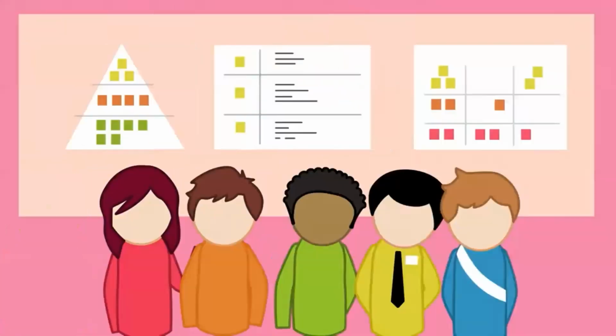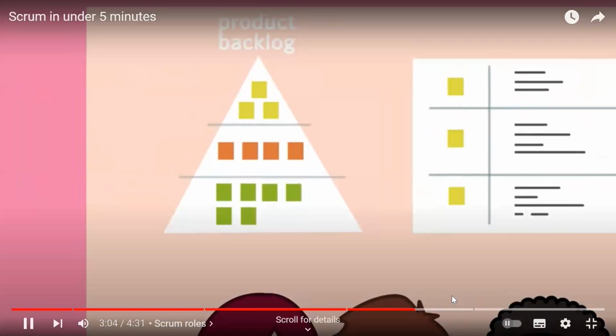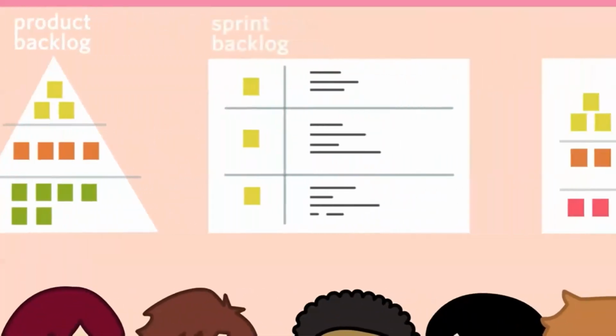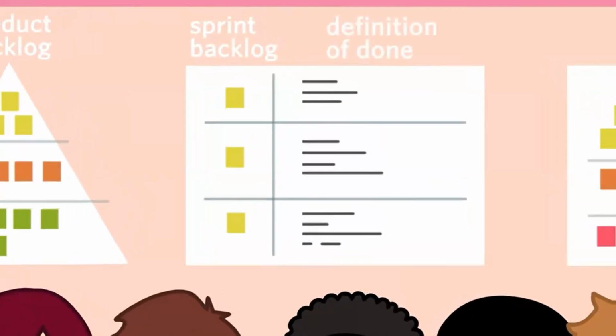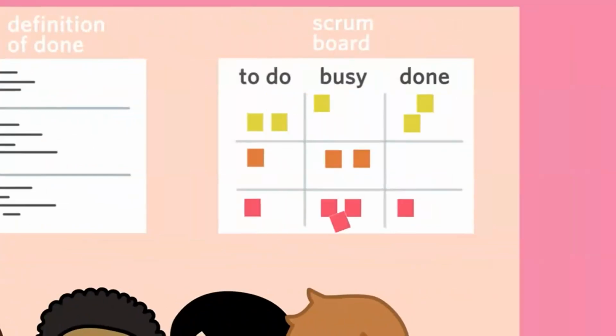Then there are Scrum lists, the product backlog in which you list your ambitions and express how you intend to achieve them. The sprint backlog, the shopping list of products you want to produce in the next sprint. The definition of done indicates precisely what needs to be done by the end of the sprint. And the Scrum board. This shows all of the team members' tasks, which will change from to do to busy to done during a sprint.